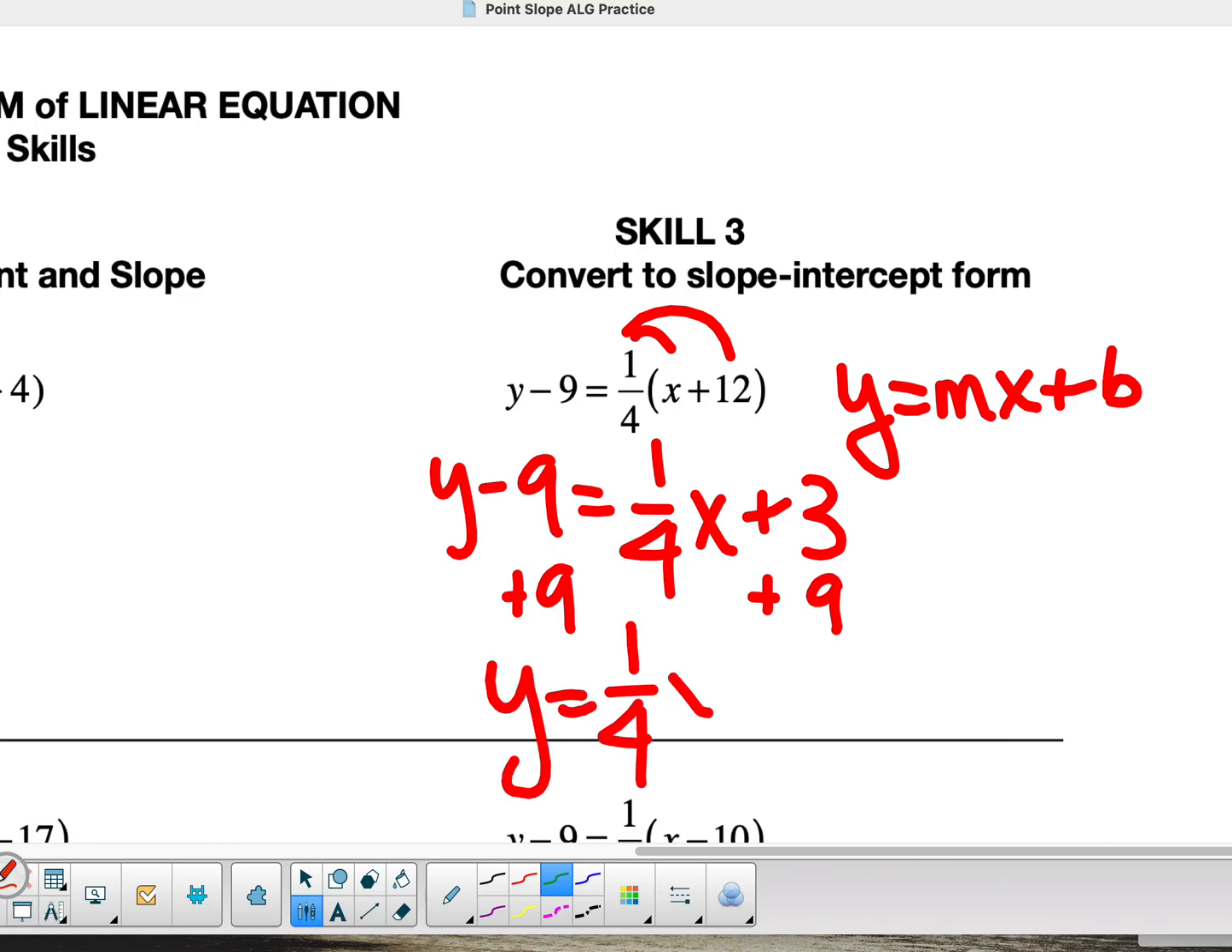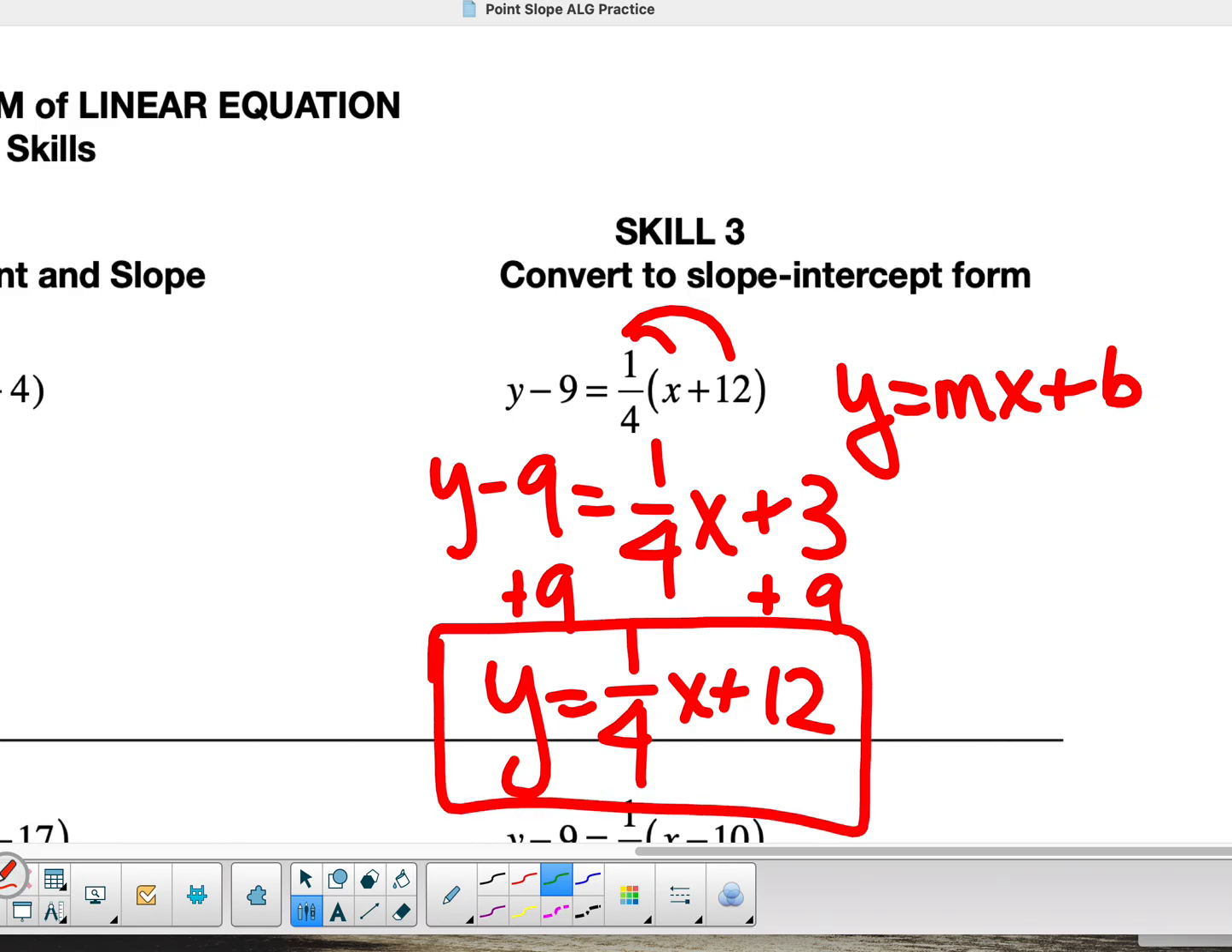So here I have 1/4 x plus 12. And that's my final step. The convenience in this method is that the equation emerges at the end and you don't have to rewrite anything or recopy anything. Let's do the next example.